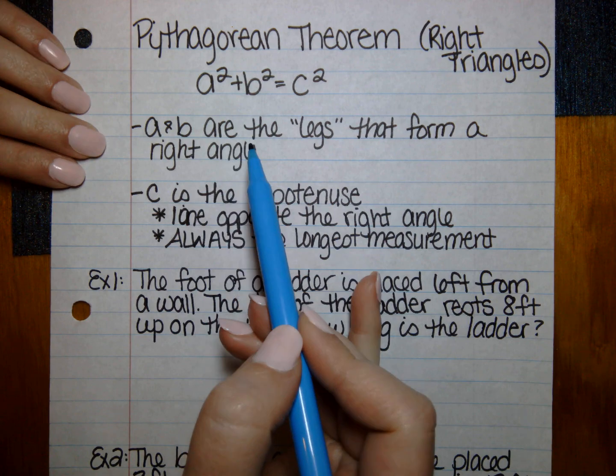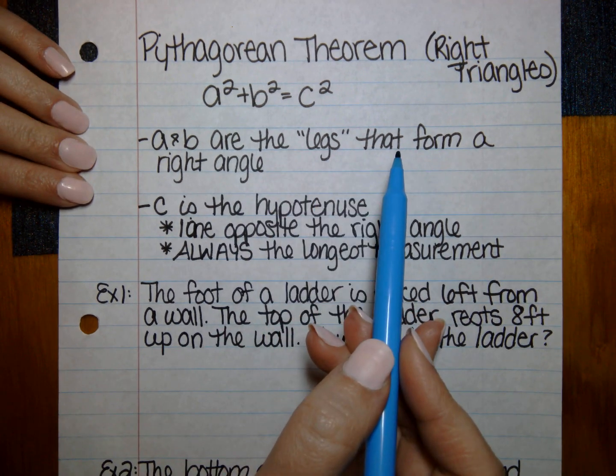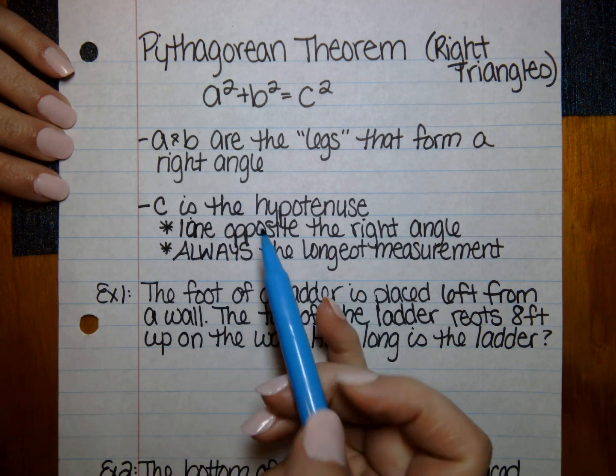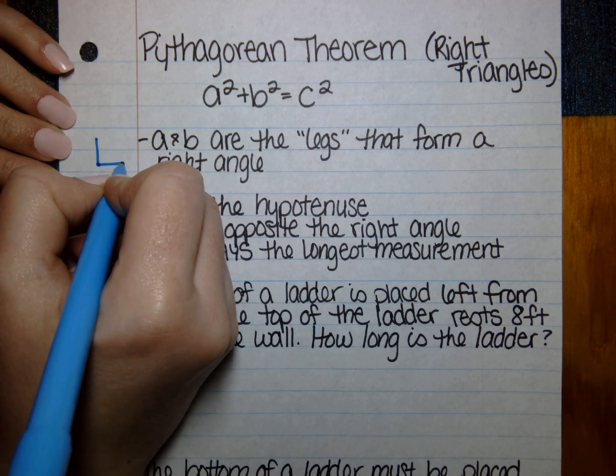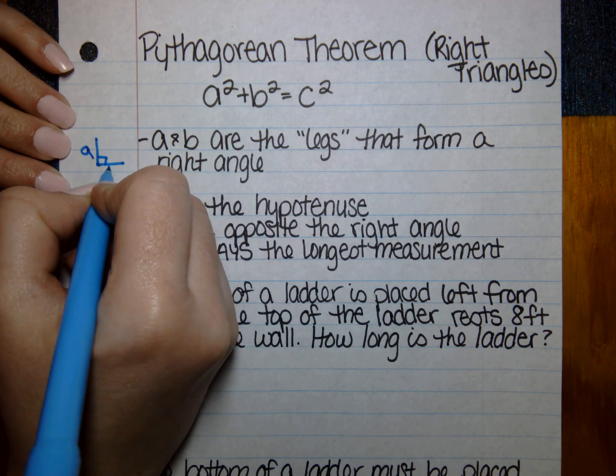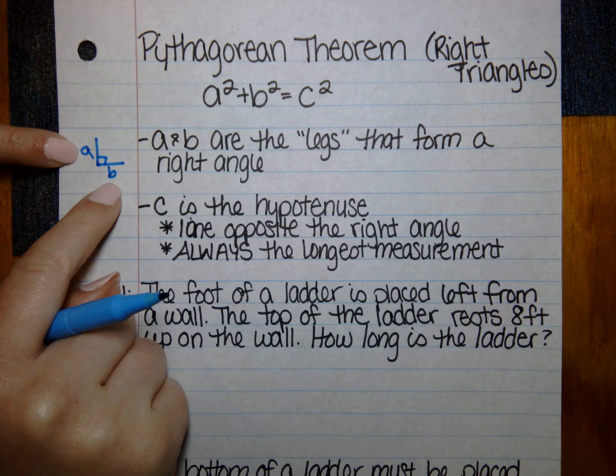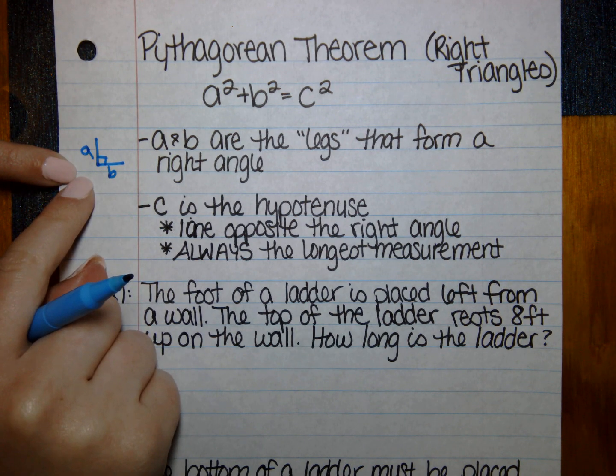A and b are the legs, or the two line segments that form that right angle. So they're the two that are going to form the right angle. It doesn't matter which one's A or which one's B, because when you square them and add them, it's not going to make a difference.